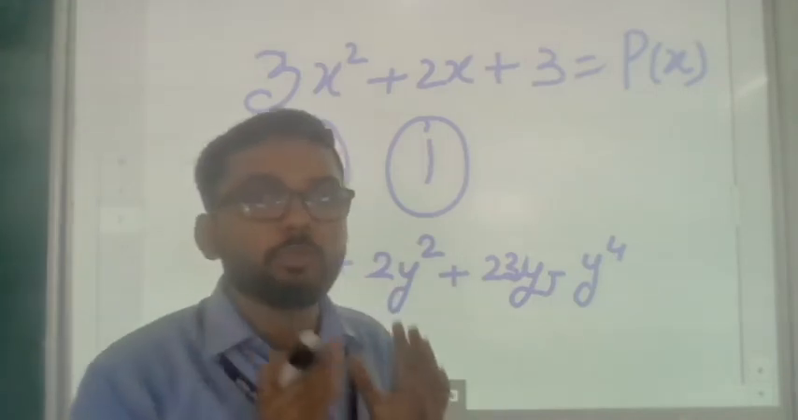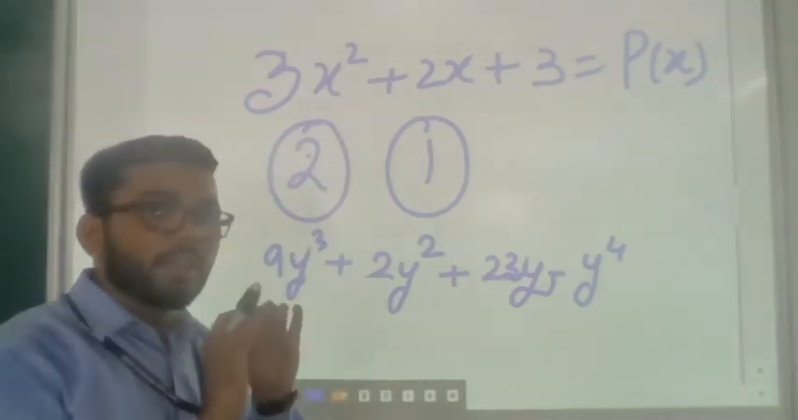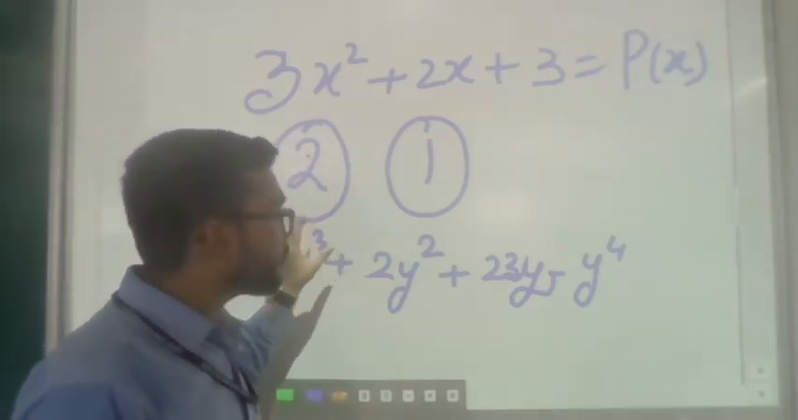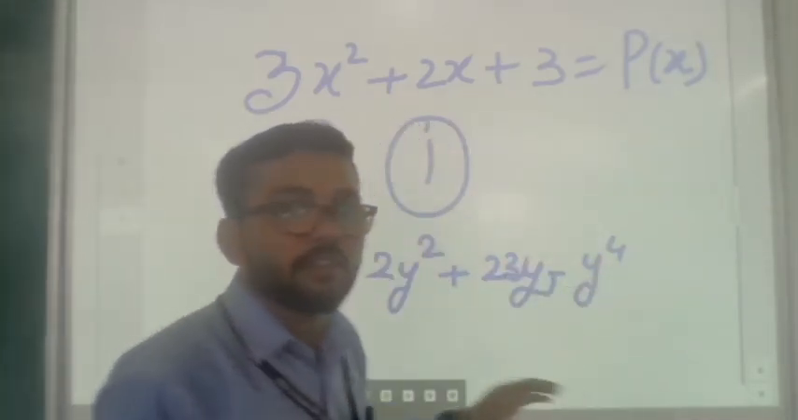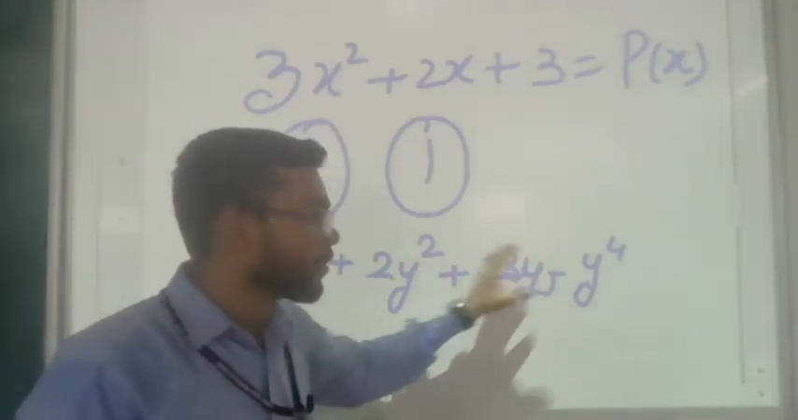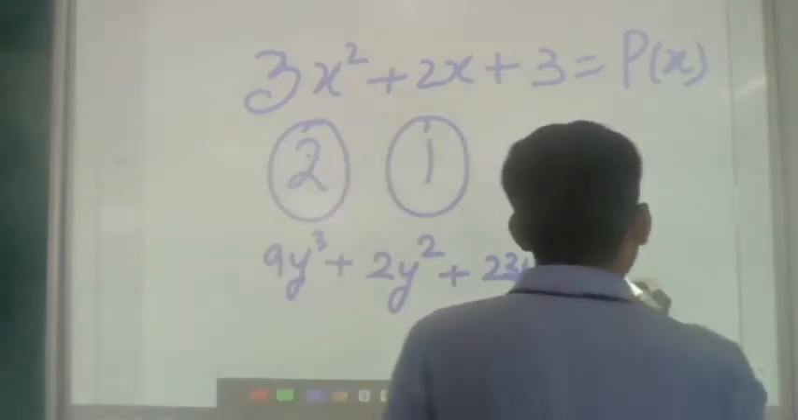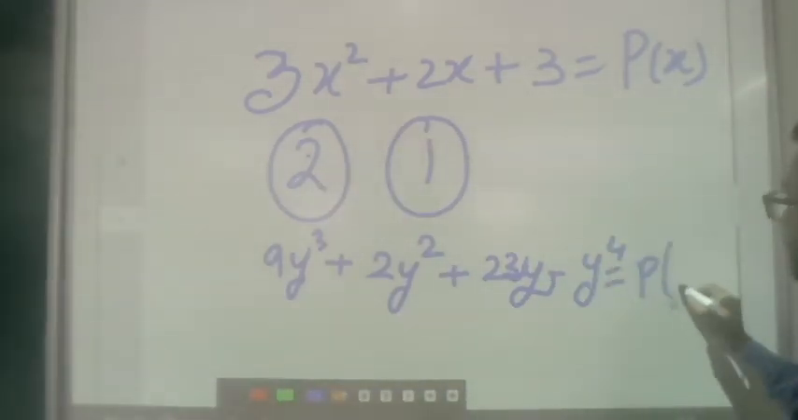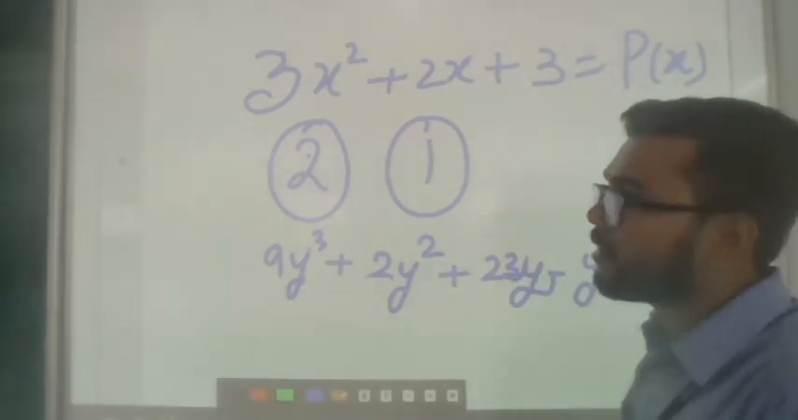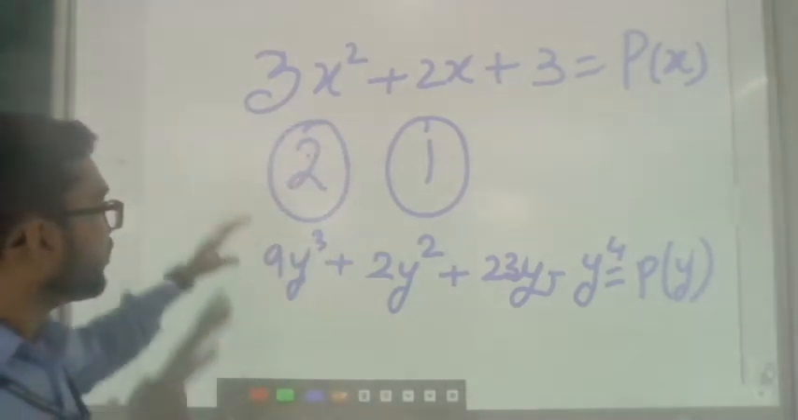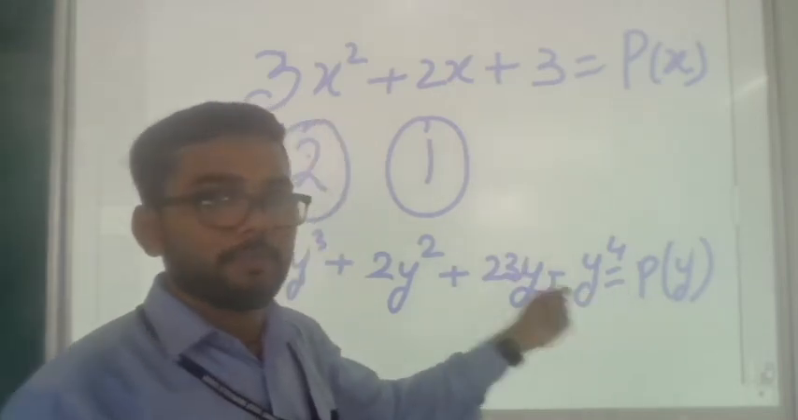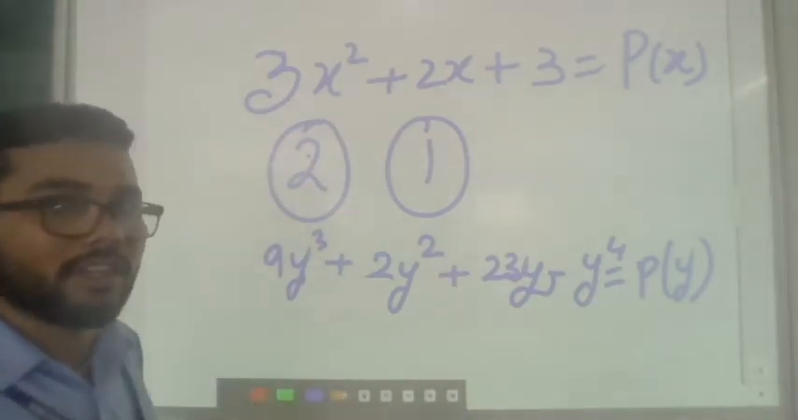Non-negative integral power means positive power. Non-negative means no negative power. So 3, 2, 1 and 4 are non-negative integral powers. That is why this is a polynomial. So it is a polynomial in y, and that is why it is written like this. P(y) means this is a polynomial in variable y. These are called polynomials because they consist of coefficients as well as variables, but the power of the variable is non-negative integral.